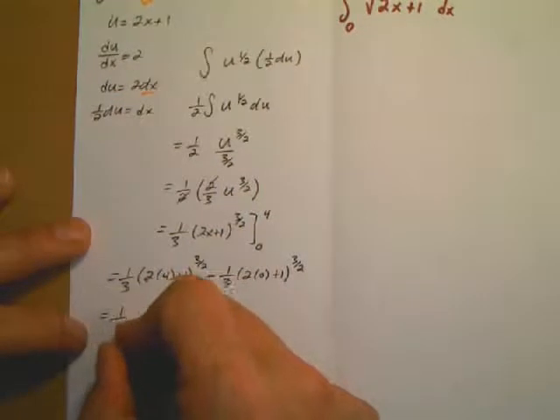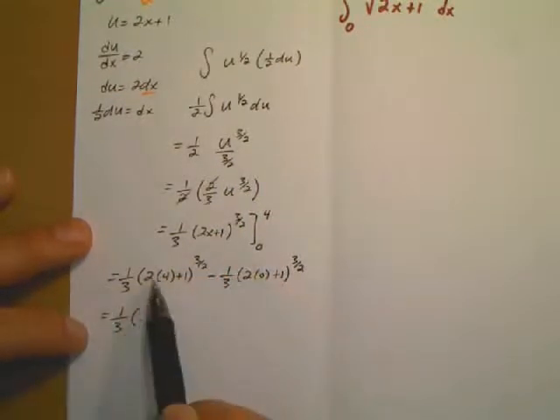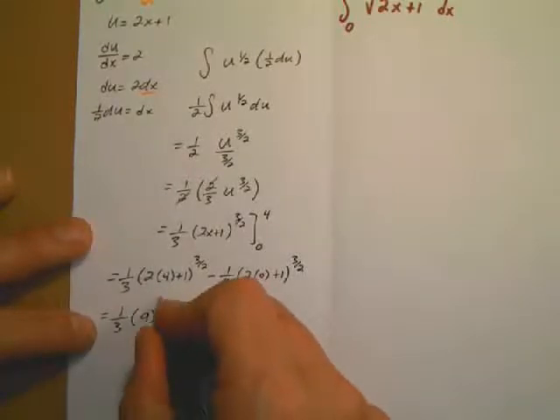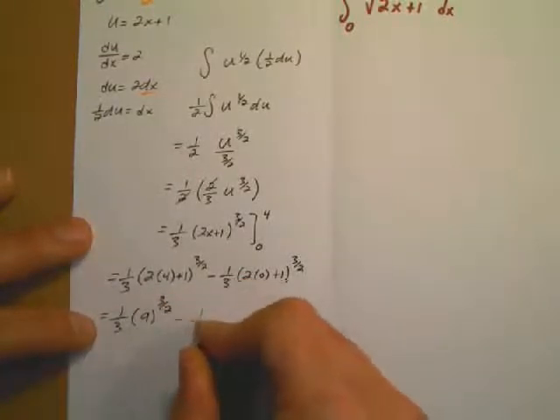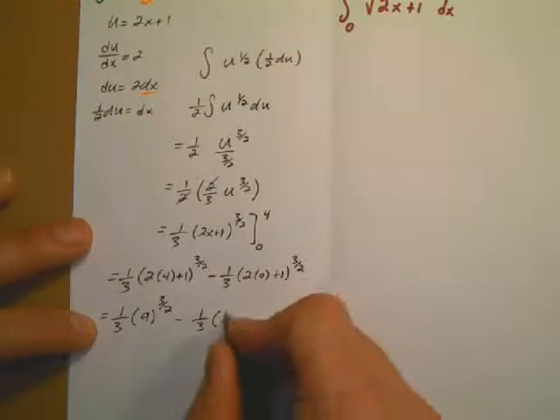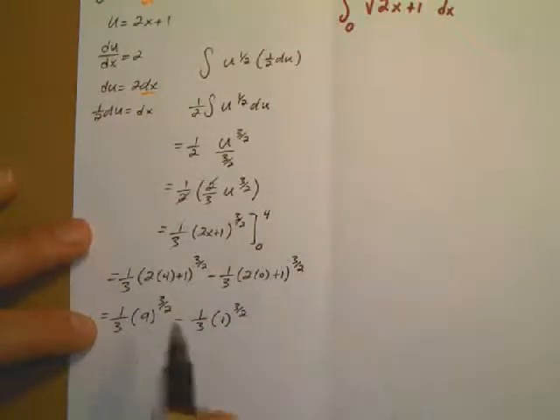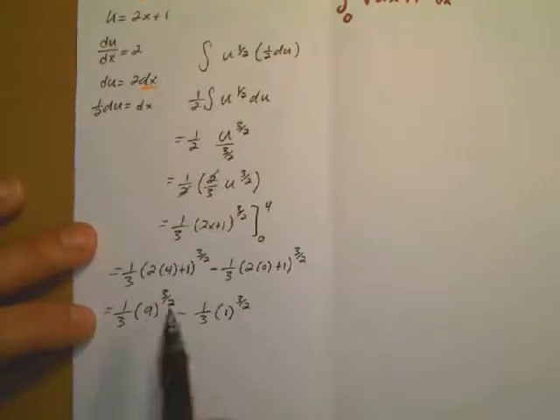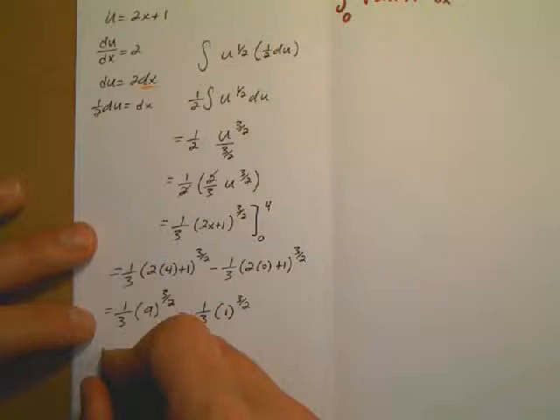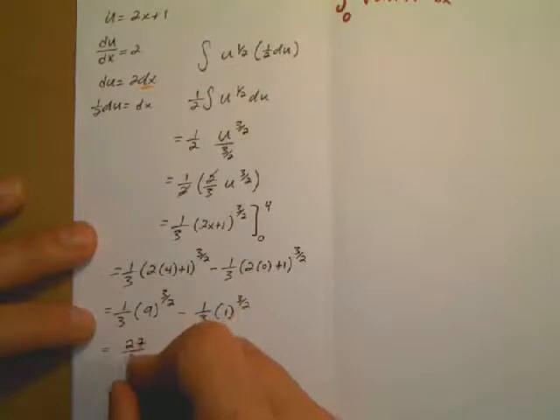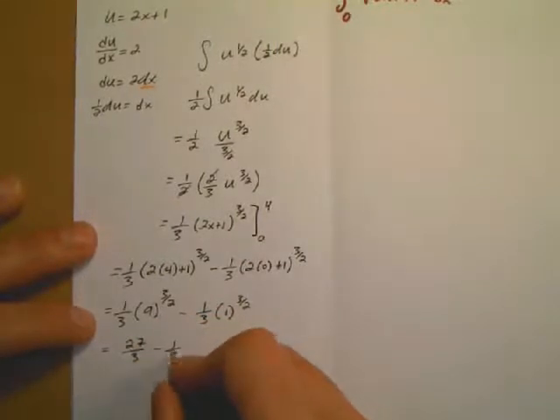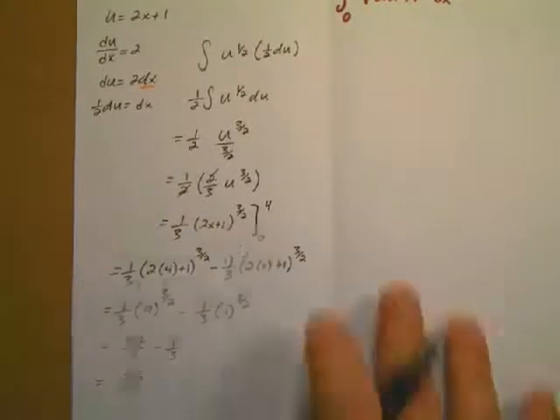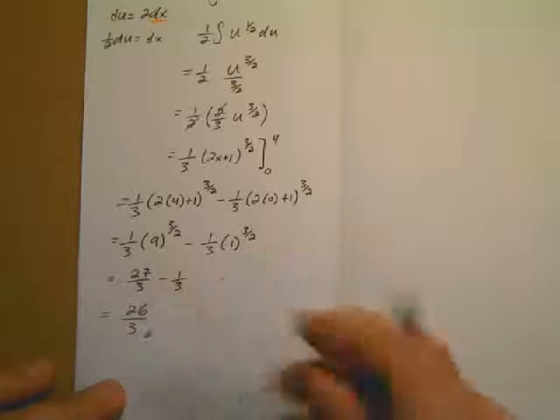So this now becomes 1 over 3. The inside is going to be 2 times 4 plus 1, which is 9, to the 3 over 2, minus 1 over 3. This is 1 to the 3 over 2. This over here is the square root of 9 to the third power. So the square root of 9 is 3, cubed is 27. This is 27 over 3 minus 1 over 3. So my answer is 26 over 3. That's my answer over here on the left.